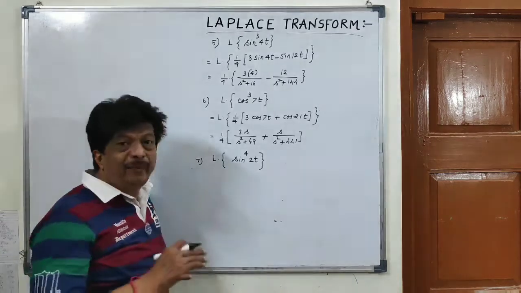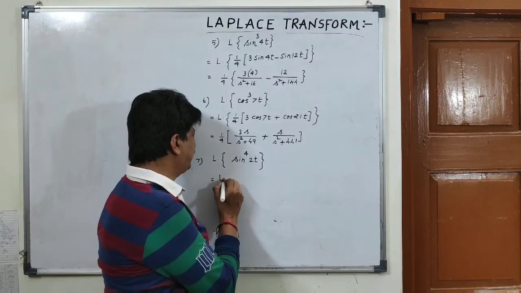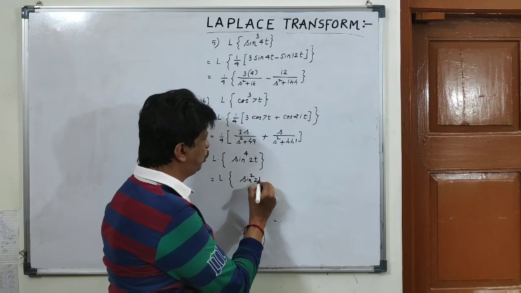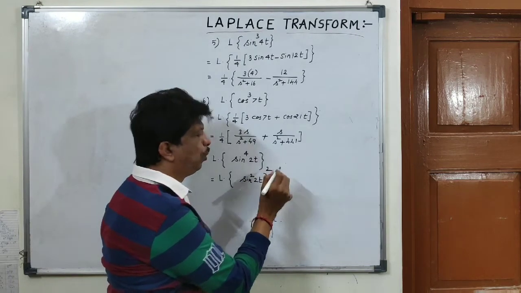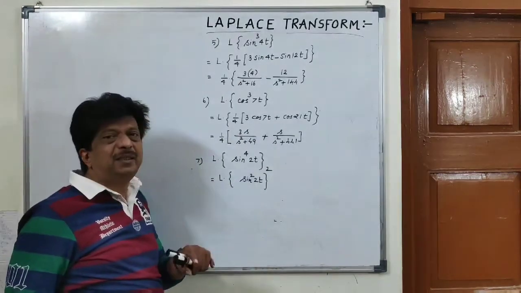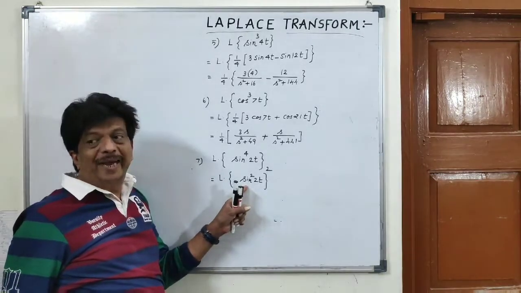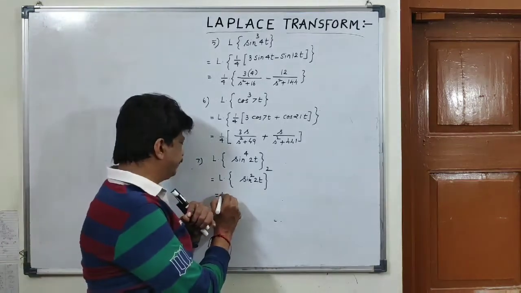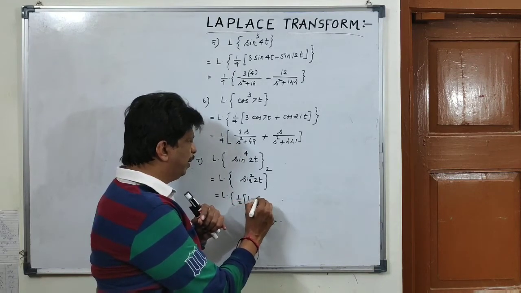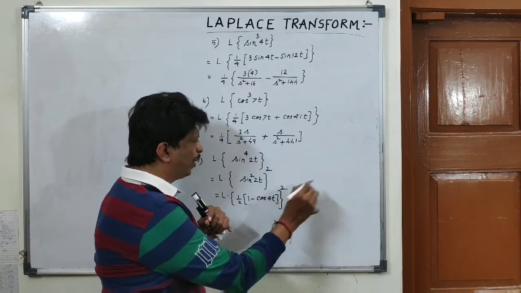Perhaps this can be expressed as Laplace transform of sine square of 2t whole square. Sine raised to power 4 of 2t is the square of sine square of 2t. Again, sine square of 2t: Laplace transform of half of 1 minus cos of 4t whole square.